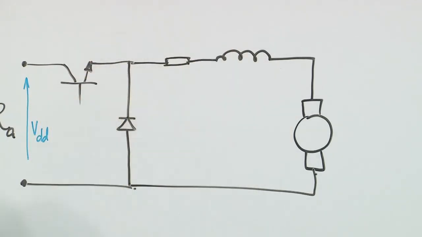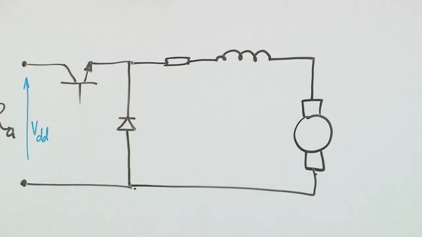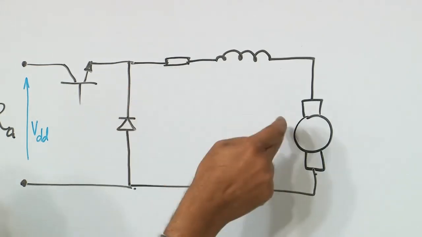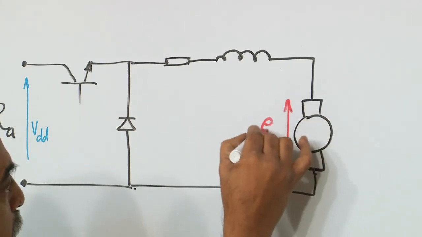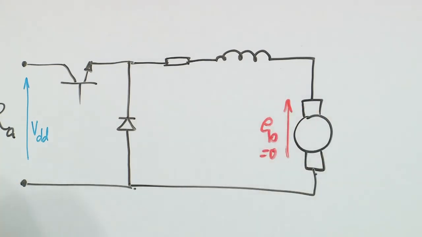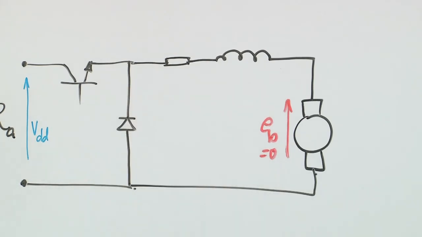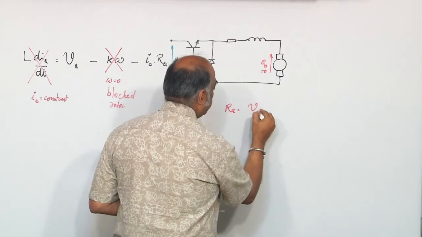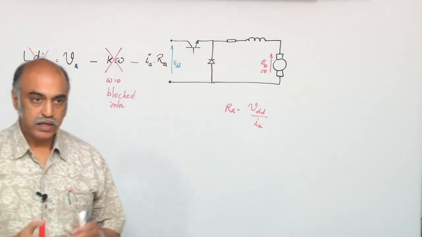It will reach a steady state. dIA by dt will become 0 because the inductor will not withstand an average DC. So the back EMF is also 0 here. EB is equal to 0 because we have fixed the rotor, so omega is 0. Then the only drop is across RA. So RA is equal to VDD by IA. You measure IA, you measure VDD, you get RA.